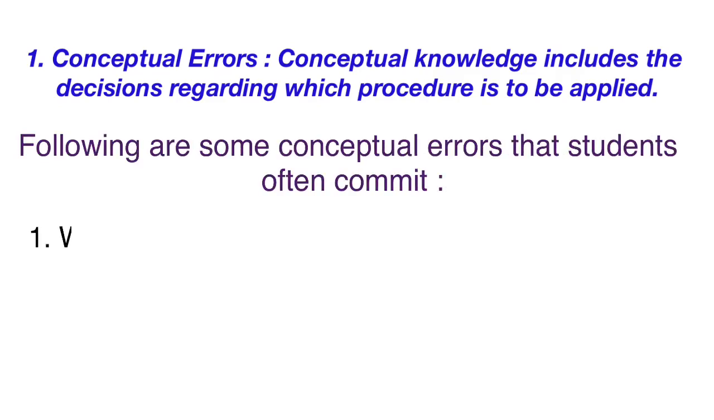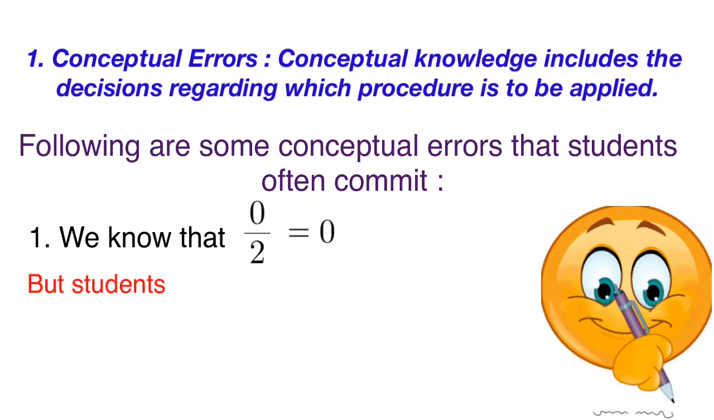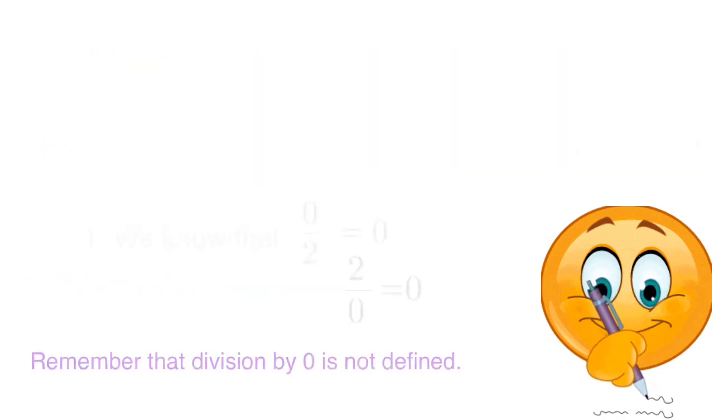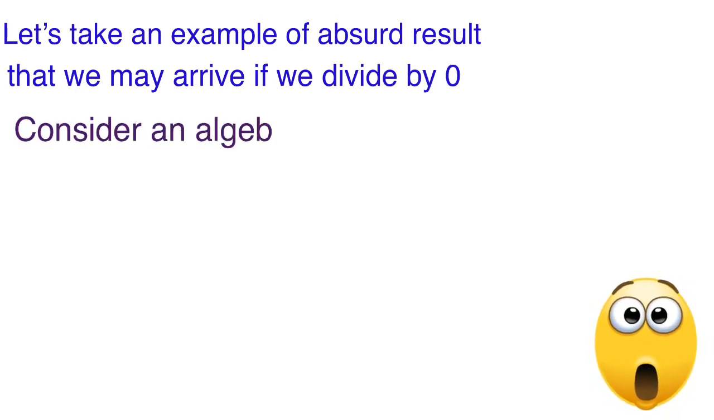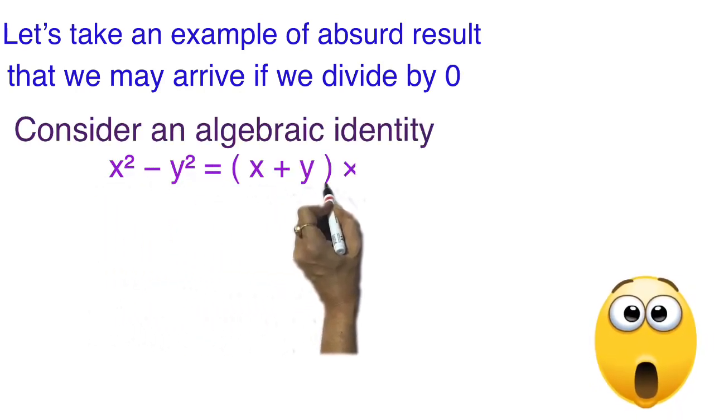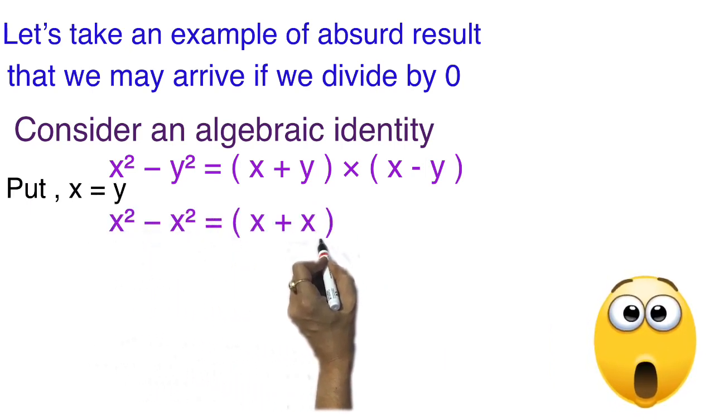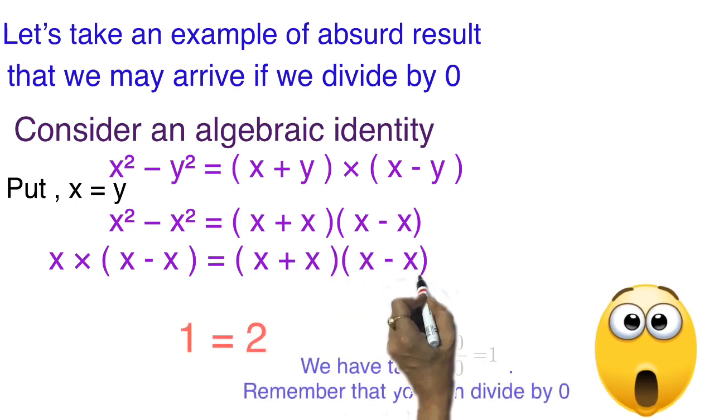We know that 0 by 2 is equal to 0, but students often say 2 by 0 is equal to 0. Remember that division by 0 is not defined. Let us take an example of an absurd result that we may arrive at if we divide by 0. Consider an algebraic identity x square minus y square, which is equal to x plus y multiplied by x minus y. Put x is equal to y, then see what happens.